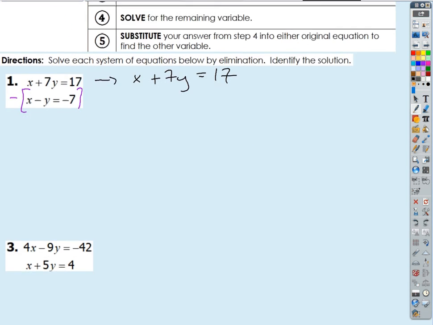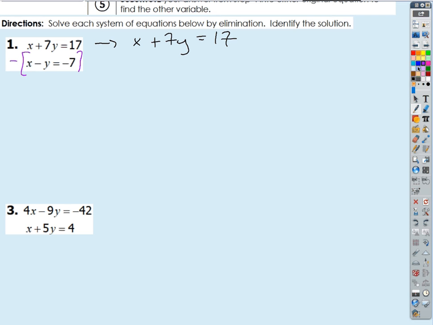The bottom equation is going to become, I've got to distribute the negative all the way through, so it just changes all the signs. And now all I do is add vertically. What happens? The x's cancel. Good. So the x's cancel.